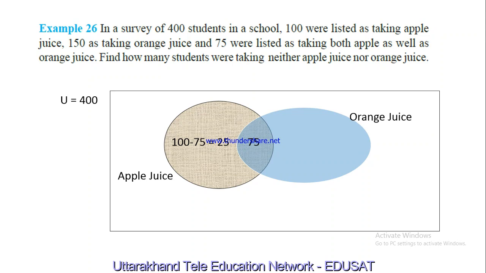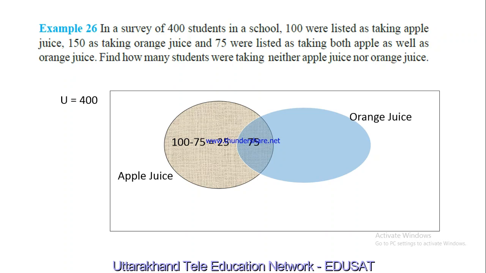Now just to be sure, you can check it. 25 are those students who are having only and only apple juice, while 75 are those who have apple juice but they also have orange juice. So if somebody asks you how many students have only apple juice, the answer would be 25. But how many have apple juice? The answer is 100, because 75 are having both apple juice as well as orange juice.